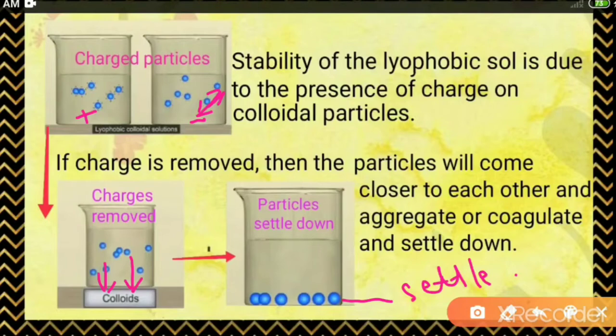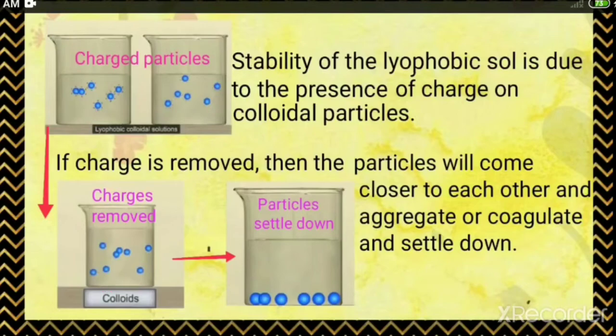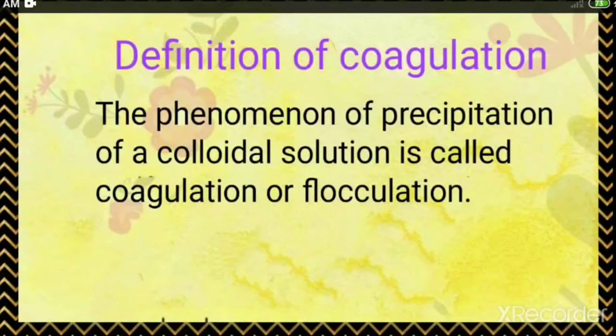The other word used here is flocculate. That is coagulation, flocculation or precipitation. All these words refer to the same thing. So we can say that when the colloidal particles lose their charges, then the particles come closer and aggregate or coagulate and settle down. So what is the definition of coagulation? The phenomenon of precipitation of a colloidal solution is called coagulation. And what is the other word used for this? Flocculation.